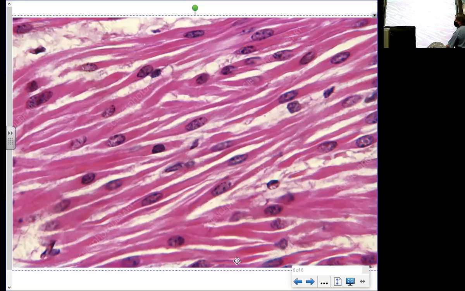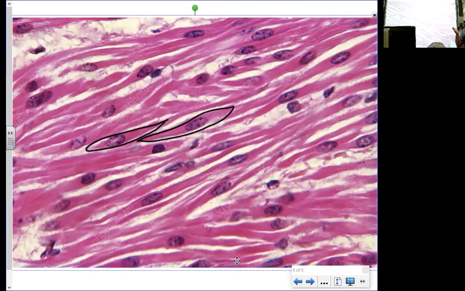And each one of these, like here, is one cell. So it's not like the last picture where the cell filled up the whole screen. These cells are just kind of flopping on top of each other. Nice, smooth cells. And instead of long and skinny, they're oval shaped. You get that spindle shape where they're skinny on the ends and thick in the middle. What did you see on the last picture that you definitely do not see on this picture? The striations. No striations in smooth muscle.